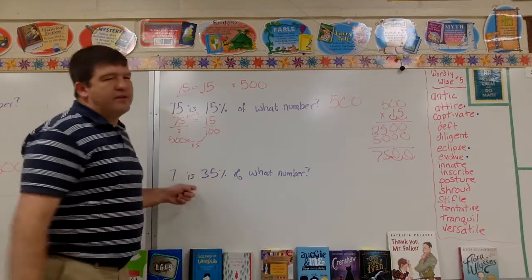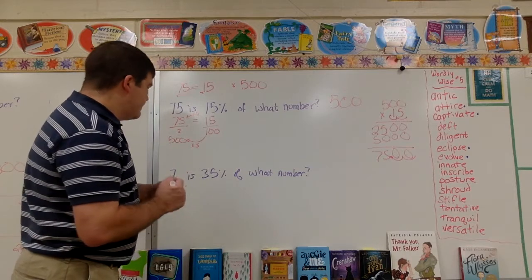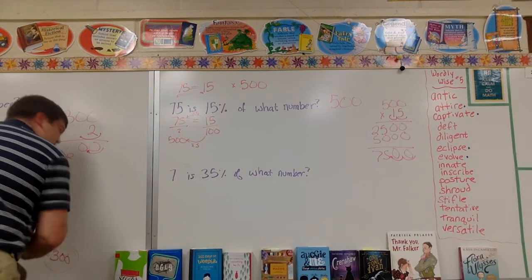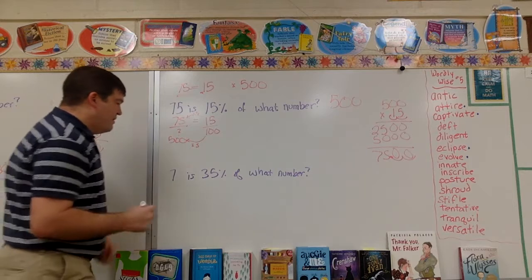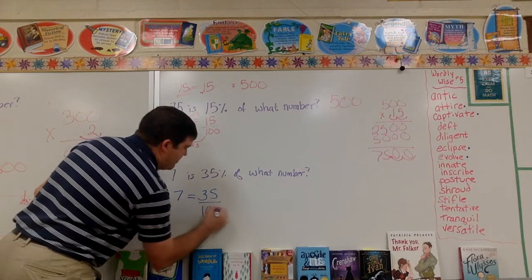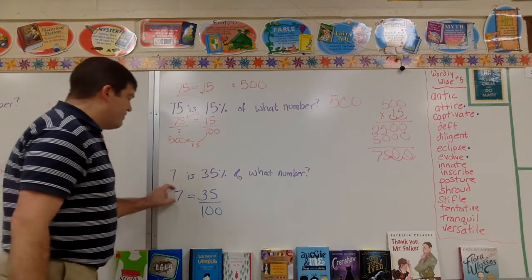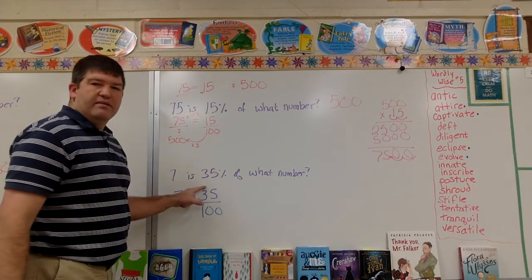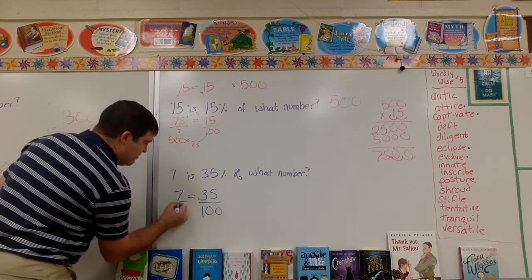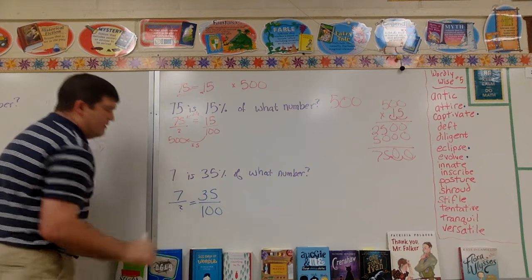Okay. Let's do one last one. A little tricky. I hope you're doing okay with this stuff. 7 is 35% of what number? So equals, change colors here, that one's kind of fading. So 7 equals 35. 35% is the same as 35 out of 100. Now, if 7 is 35%, what would be 100%? So I'm going to put it here. I want it to be equal. I just don't know what that is.